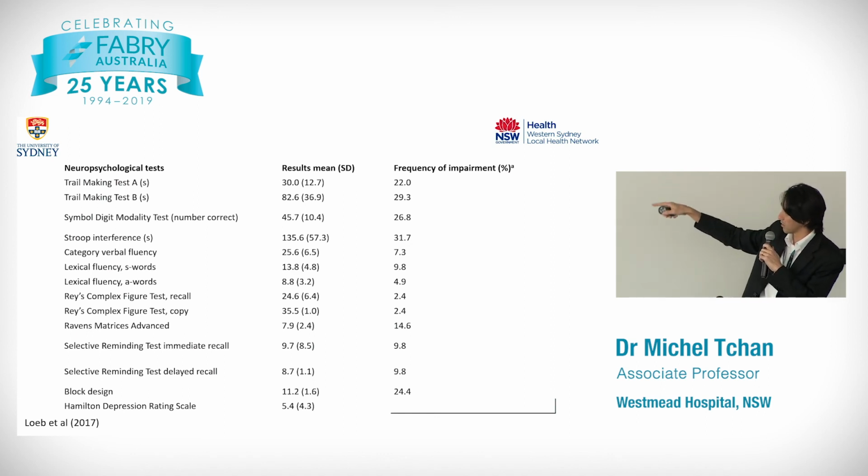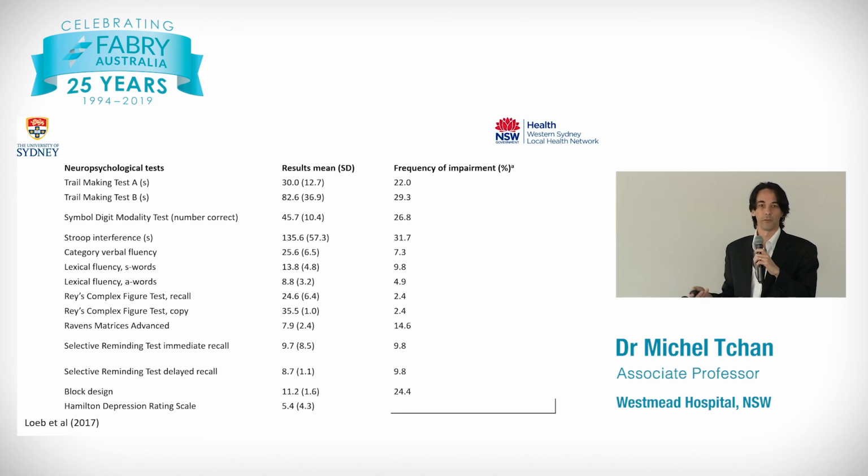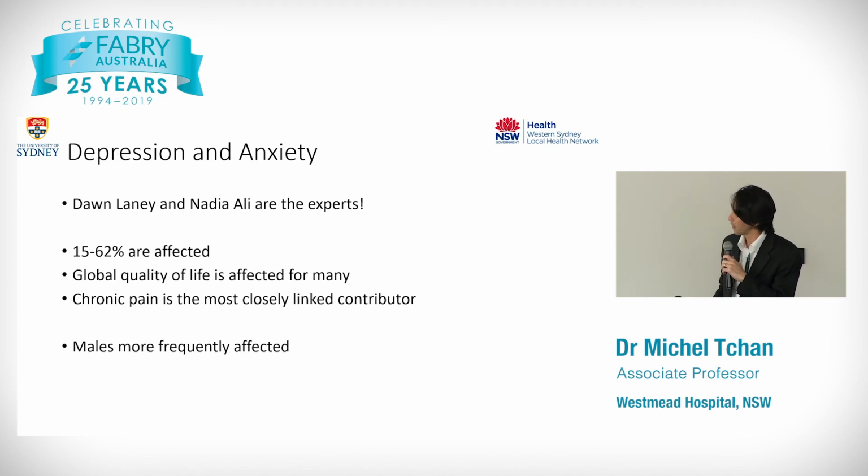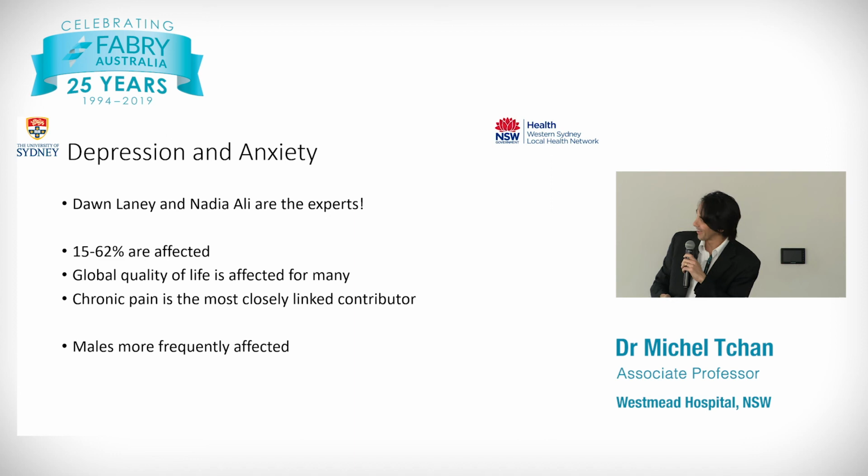So you can see there's a proportion of people who have Fabry who perform worse than the general population in some of these tests of thinking speed and executive function. There we go, I've even mentioned Dawn and Nadia there.